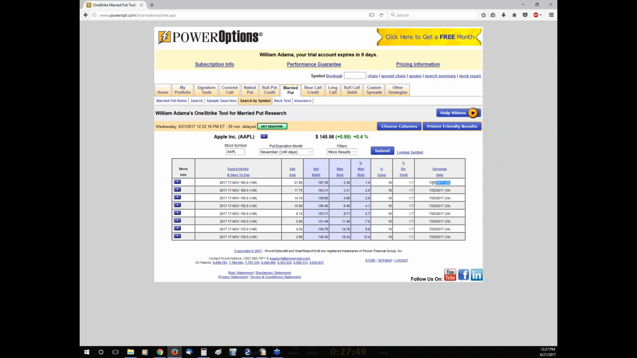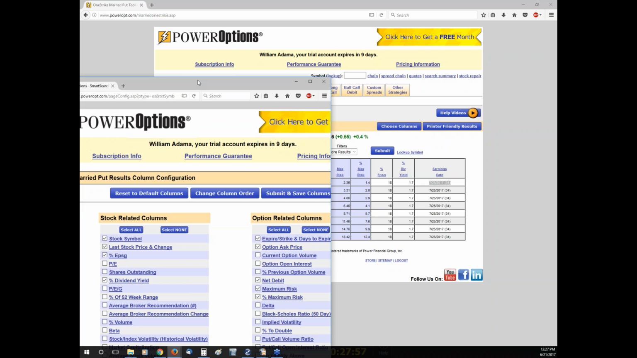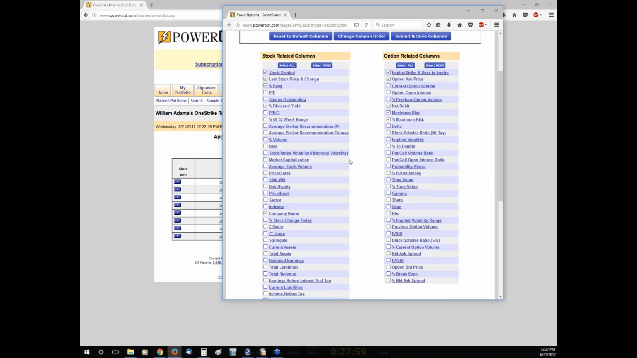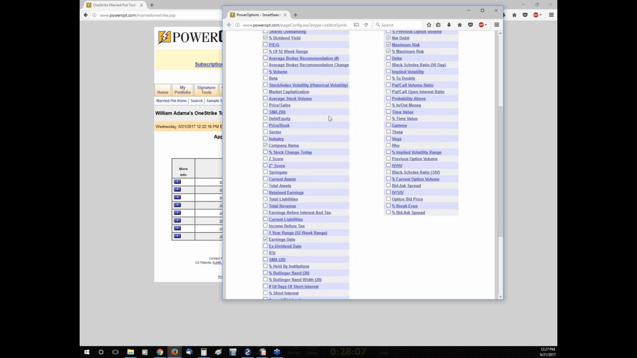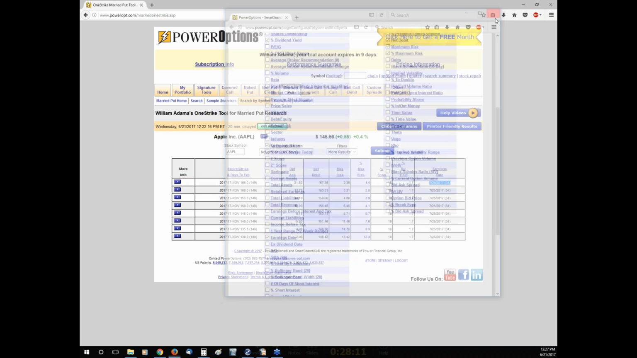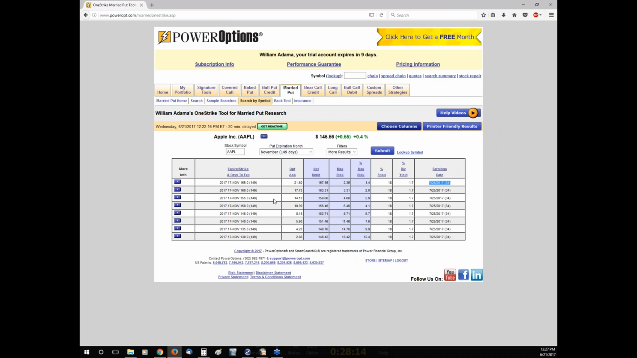And of course, we can show different columns here for the stock and for the option, just as we did before. I go to Choose Columns now. And now, when you're looking at any specific strategy on a search by symbol of the search, you can check any columns that you want to see specifically for your stock analysis and your options analysis all on the same page. So when you look for a new position, it's customized to your particular view.